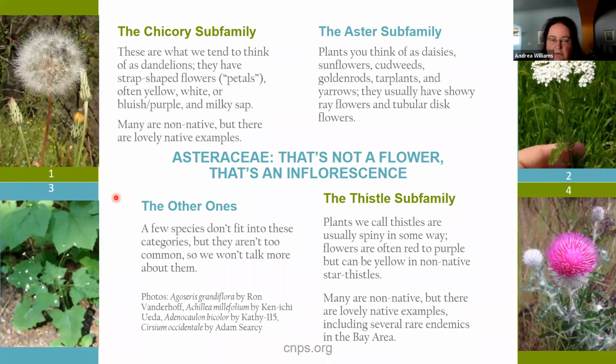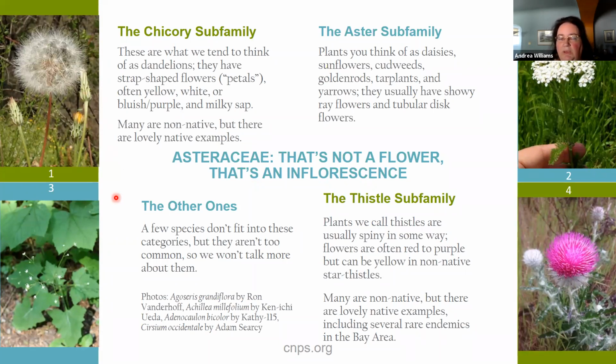They have strap-shaped petals that are called ligules, which means little tongues. They're usually yellow, but sometimes they're white or bluish purple or orange, and they have milky sap, which not a lot of plants have. A lot of them are non-native, but there are some beautiful native examples, including this Agoseris grandiflora shown here. I'm going to go through these really quickly because I've given this piece of the presentation a couple of other times, and we can send out the link to those recordings so that you can get a less hectic run through of these.